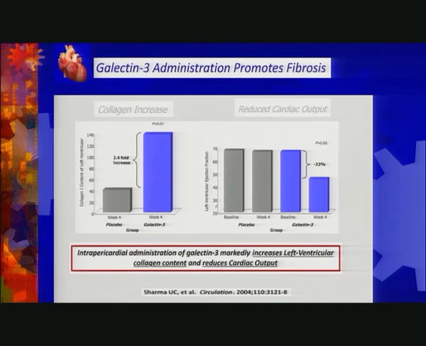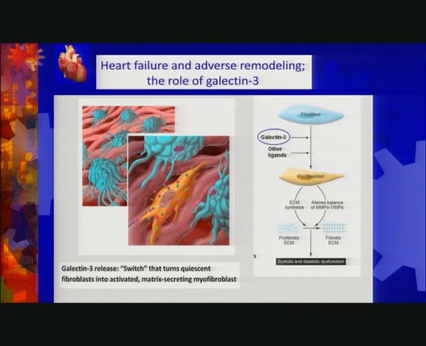Also, when they administered intrapericardial galectin-3, they found an increase in the density of collagen in the ventricle, and this is another proof of its work. And this is how it happens. These are the quiescent cardiomyocytes, leading to an increase in fibrosis.